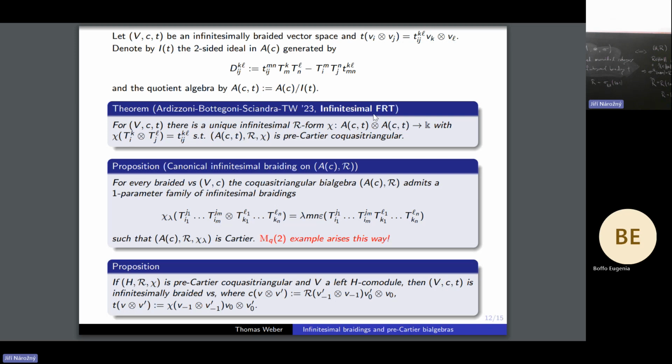So the other implication says that if you have a pre-Cartier co-quasi-triangular bialgebra, (H, R, chi), and a left H-comodule V, then you can structure this as an infinitesimally braided vector space by making this definition. So your endomorphism C is basically just given by R. Now we have some flip here, and your T is given by chi. So this is the other implication.